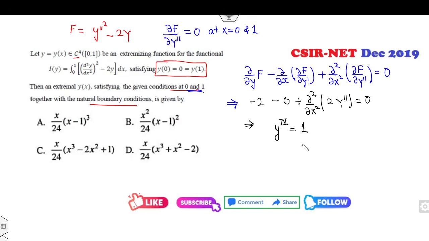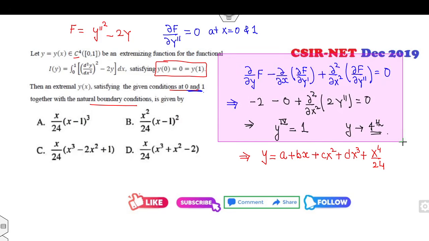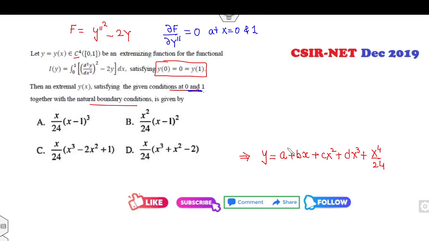Fine. Now if the fourth derivative will be 1, so what is the degree of the equation for y? That is my fourth degree. So all are my fourth degree. So can you find the solution? So that means y is my a plus bx plus cx square plus dx cube plus x4 upon 24. Clear? Now look at the options. First of all, y of 0 is 0. That means a is my 0.